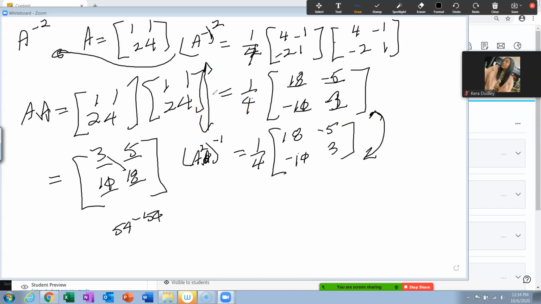Okay. So that was example 6. Now they went on and multiplied through by the 1/4. I found it easier to leave the 1/4 on the outside, but either way you want to do it, it's fine. All right. Let's summarize that with this theorem.